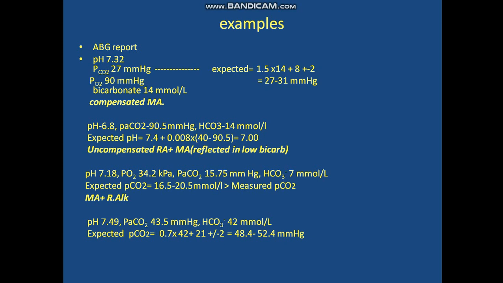In the last case, the pH is 7.49, which is on the higher side, more alkalosis. PCO2 is 43.5, on the higher side. So, both are moving in the same direction. Therefore, it is primary metabolic alkalosis. And then we calculate the expected PCO2, which is 48.4 to 52.4 millimeters of mercury. Therefore, the expected PCO2 is more than the actual measured PCO2. So, the final diagnosis is metabolic alkalosis along with respiratory alkalosis.